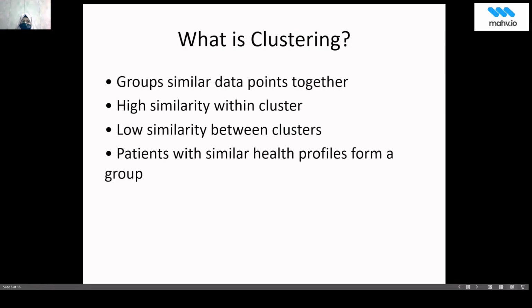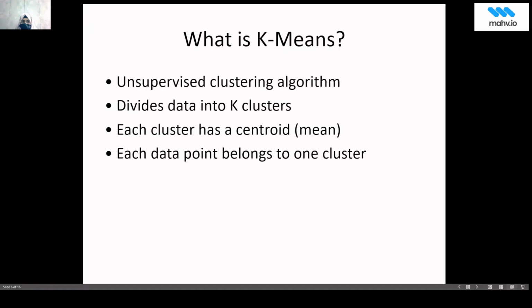So what is clustering? Group similar data points together. High similarity within the clusters, low similarity between the clusters. Patients with similar health profiles form a group. So here grouping is done instead of classification.